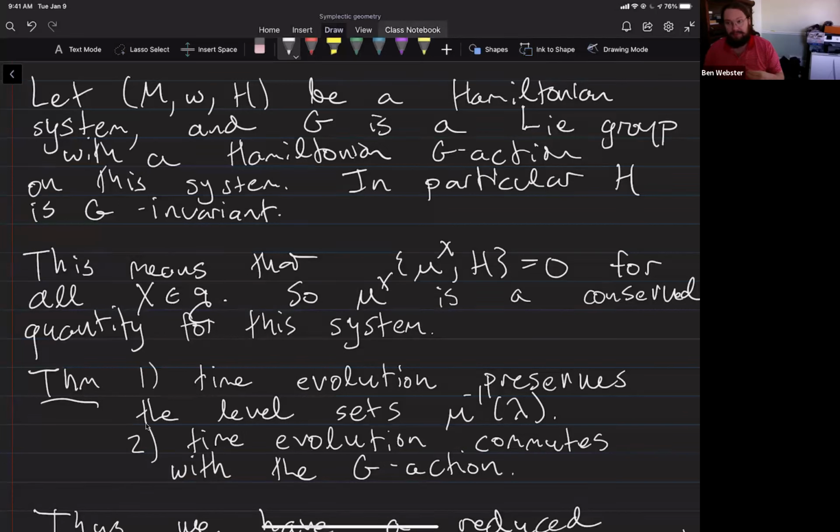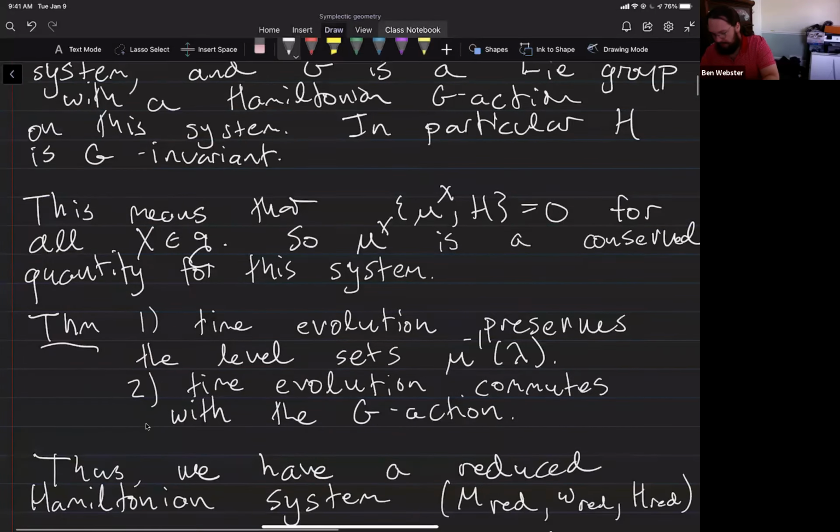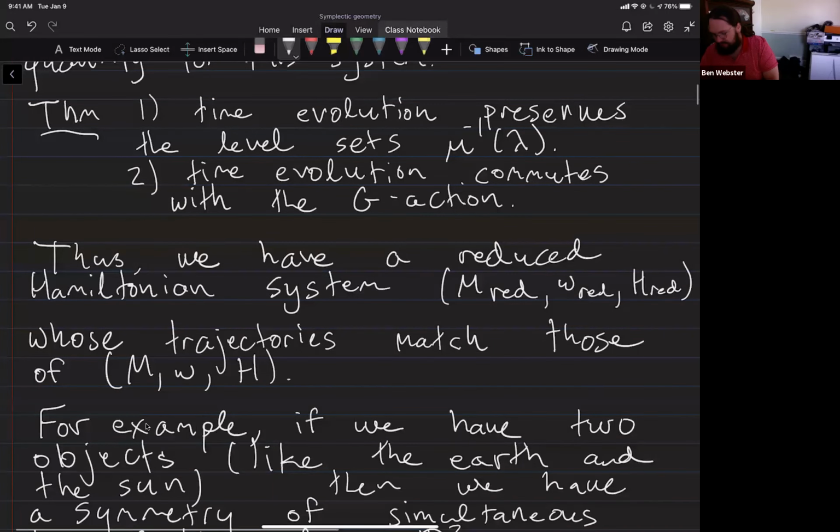So what does this mean? The fact that the moment map Poisson commutes with the Hamiltonian means that time evolution in this physical system, which is integrating the Hamiltonian vector field, preserves the level sets of the moment map, and that time evolution commutes with the G action, right? Again, because H commutes with the G action, so its Hamiltonian vector field commutes with the G action. All right, so this shows that we can produce a reduced Hamiltonian system.